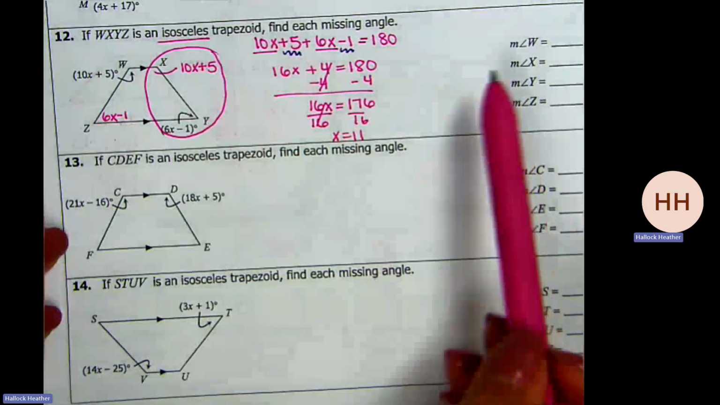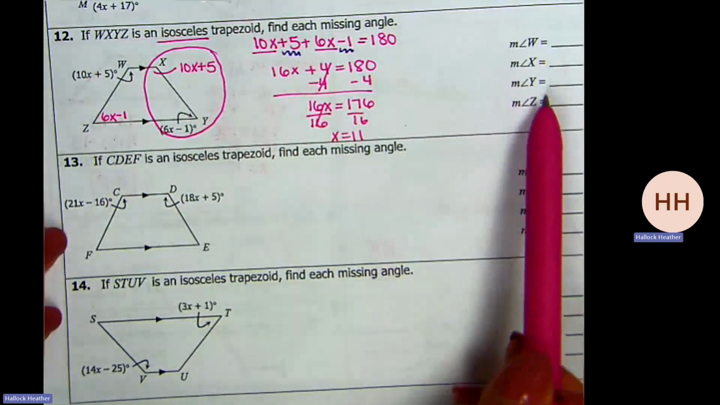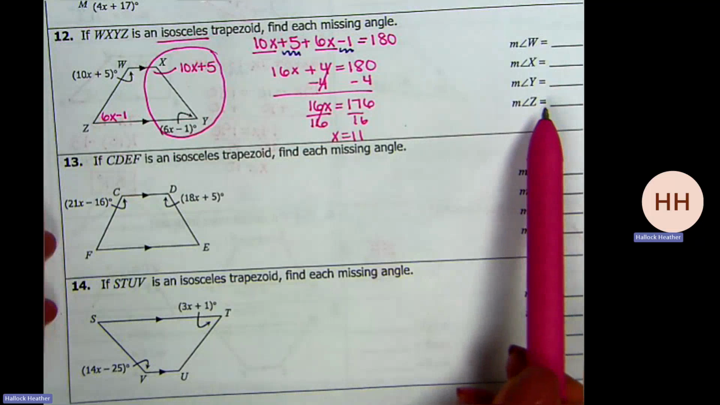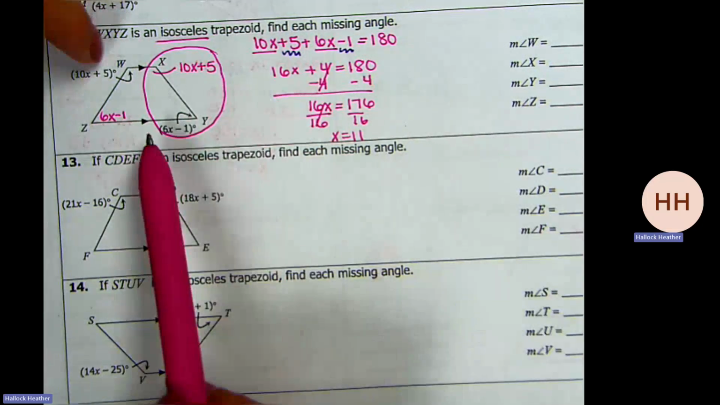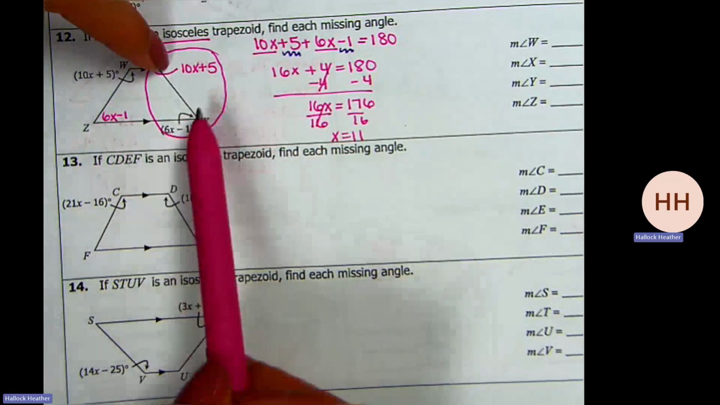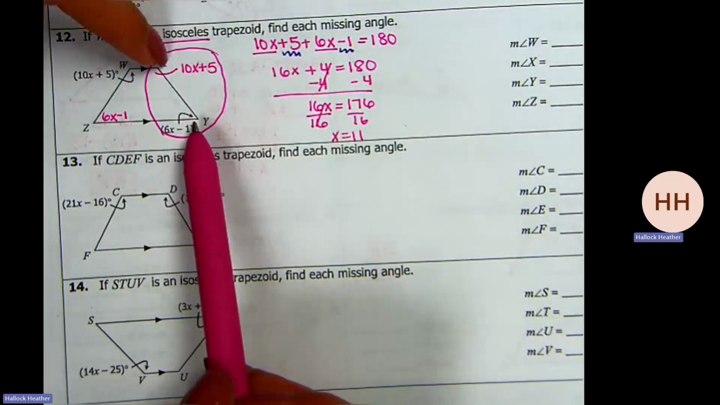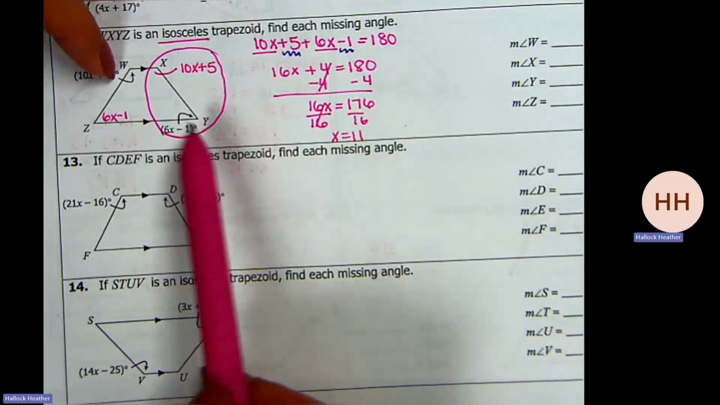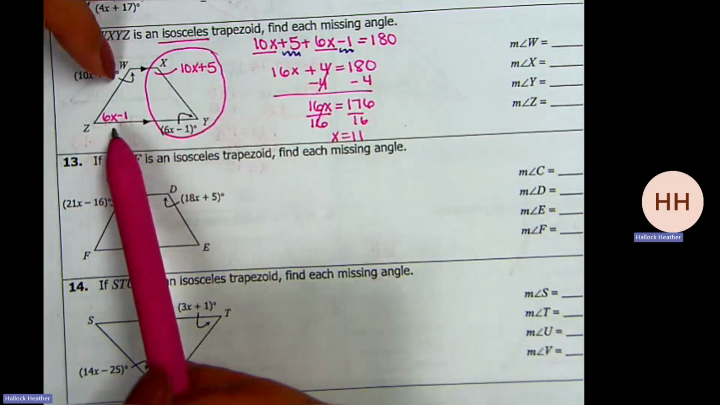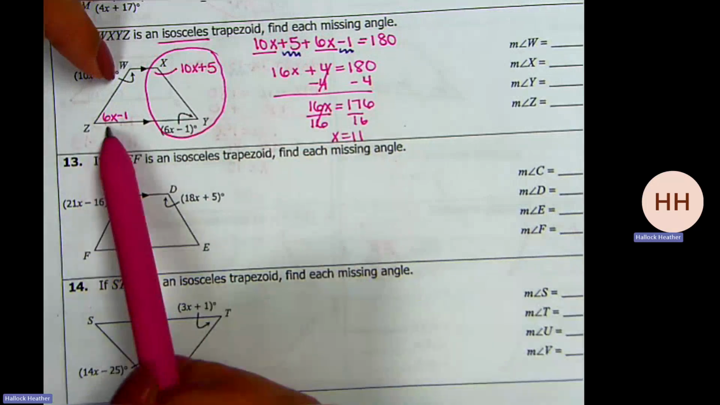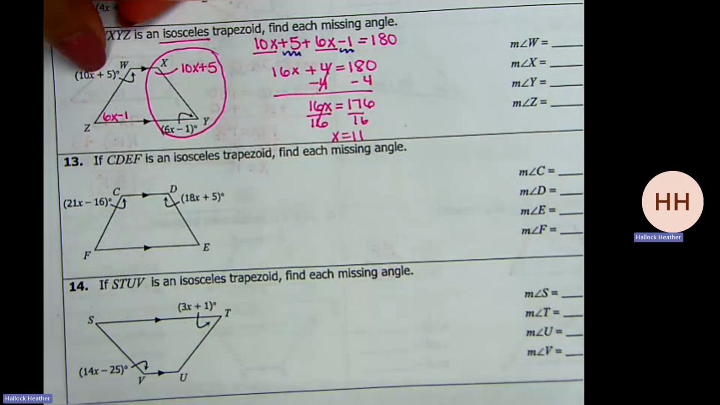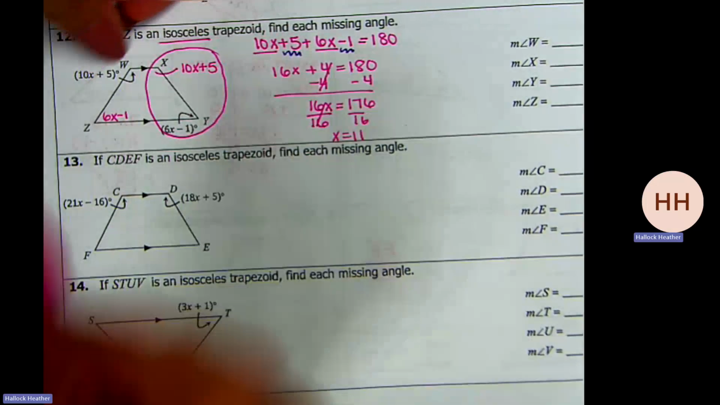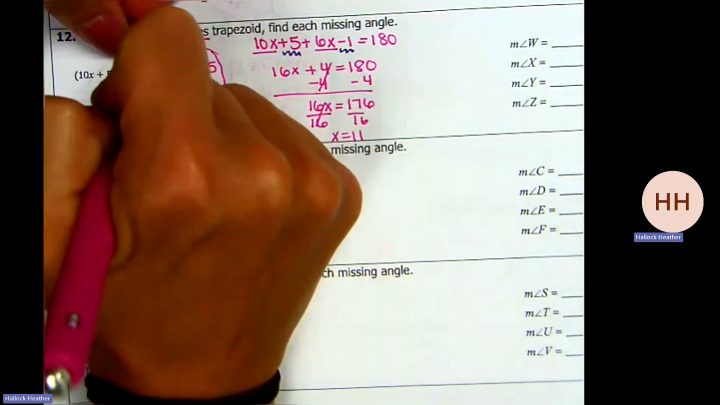And this is where you could take 11 and plug it back into every single angle, which is fine. But I know the angles are going to match. So realistically, I only need to plug it into one of the top ones and one of the bottom ones, because whatever the top is going to be, it's going to match the other top. Whatever the bottom is going to be, it's going to match the other bottom. So if I take 11 and I plug it back in, 10 times 11 plus 5. So this angle's 115 degrees.